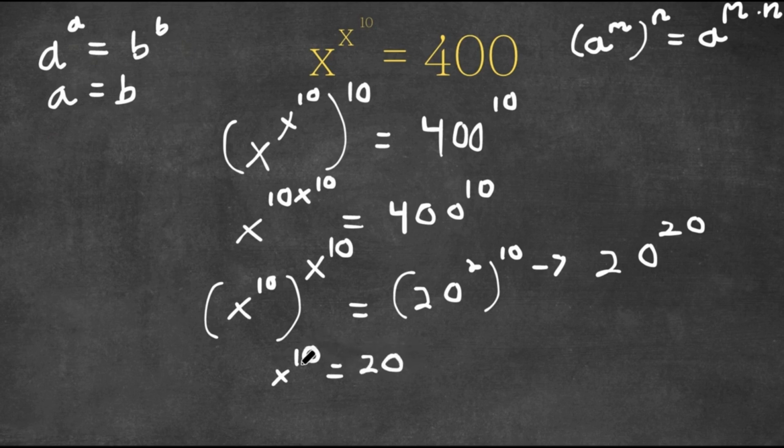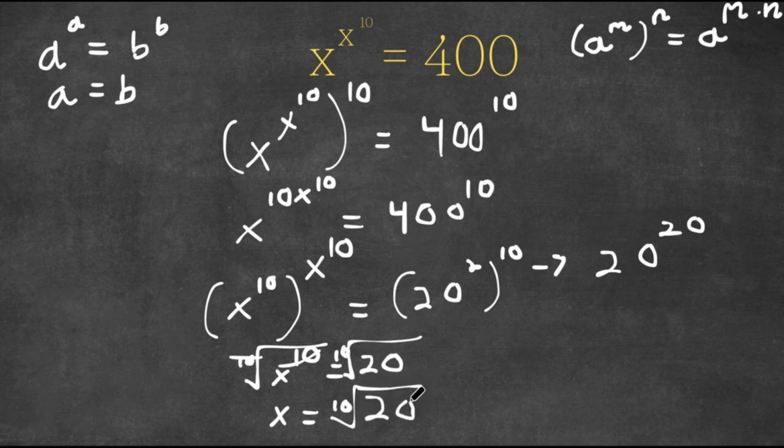So now we want to cancel out this power of 10, so we're going to take the root of 10 on both sides. So then this cancels out, and we have x is equal to the 10th root of 20. And this is actually going to be plus or minus. So this is two solutions. So these two solutions are going to be our answers.